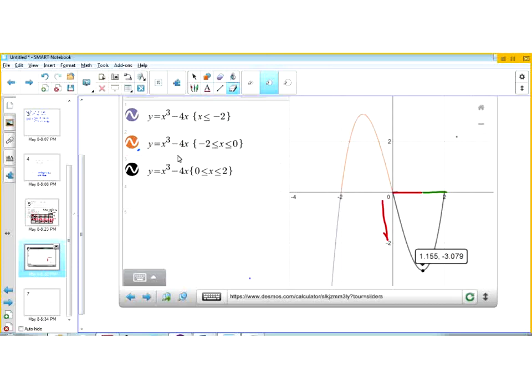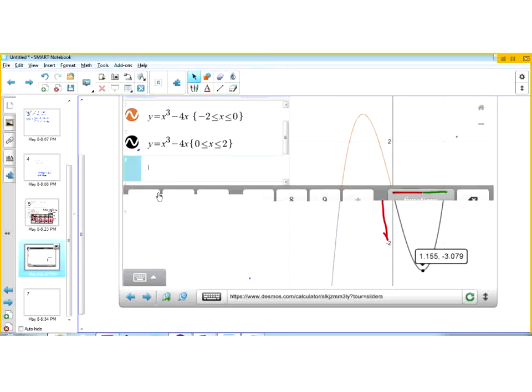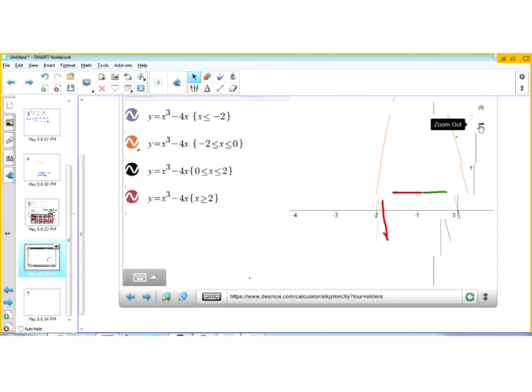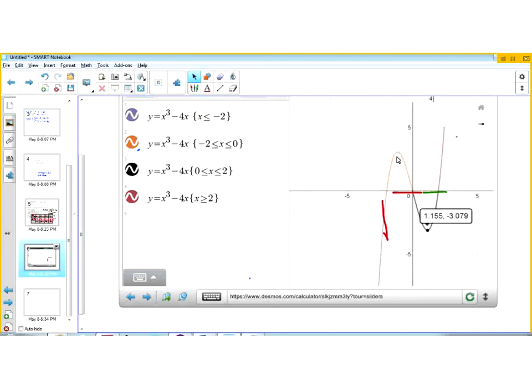All right, so let me go back. Well, before I move off this graph, I'll go ahead and complete the drawing. The next piece of the picture would be for x greater than 2. So y is equal to x cubed minus 4x, x greater than or equal to 2. Okay, and that would be the final piece. And let's zoom out. And that would be this segment drawn in red.